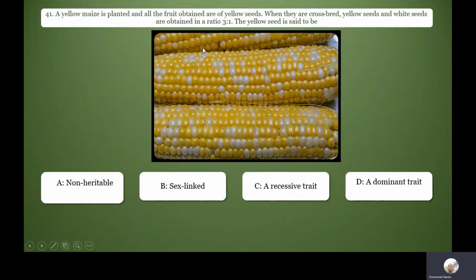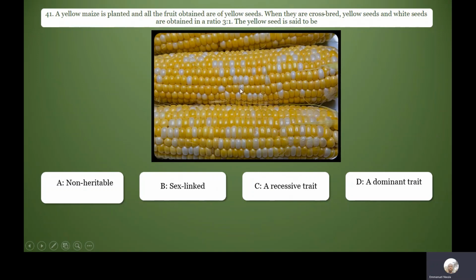A yellow maize is planted and all the fruit obtained are of yellow seeds. When they are crossbred, yellow seeds and white seeds are obtained in a ratio 3:1. The yellow seed is said to be a dominant trait.